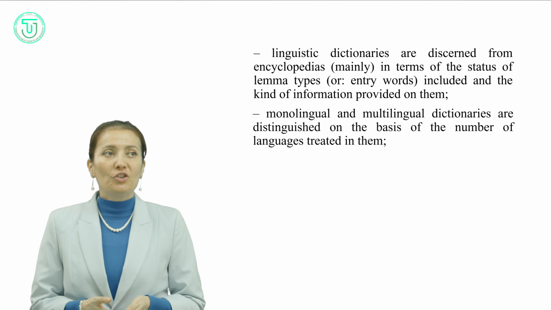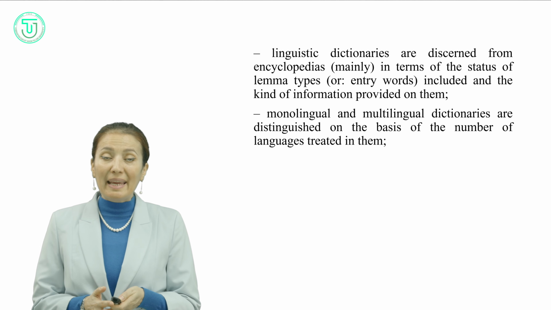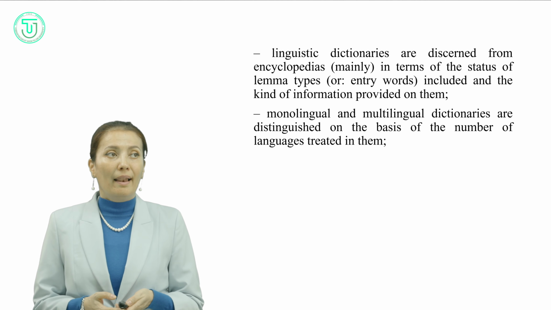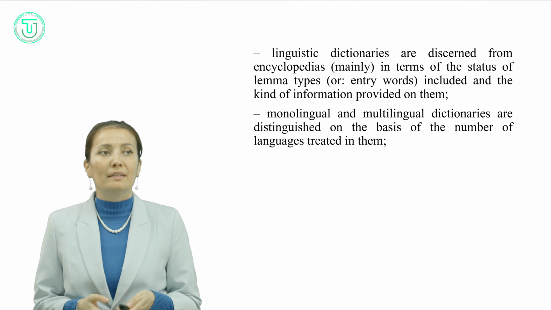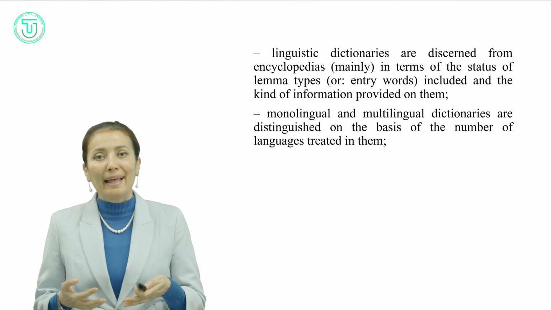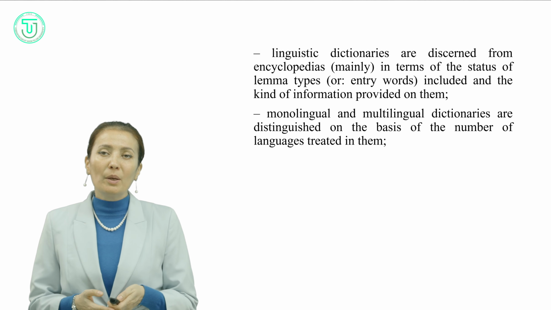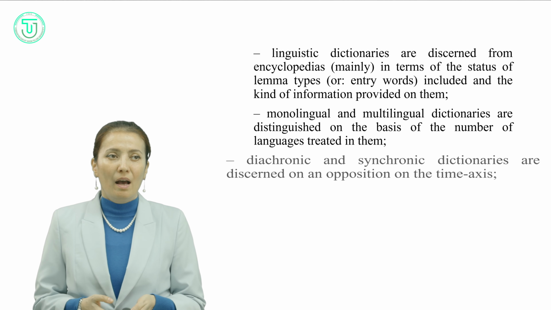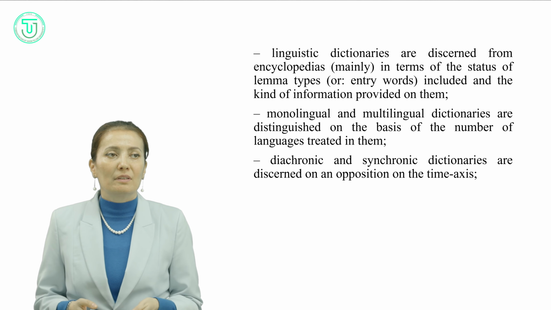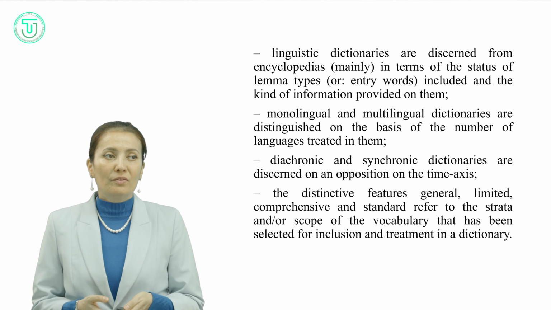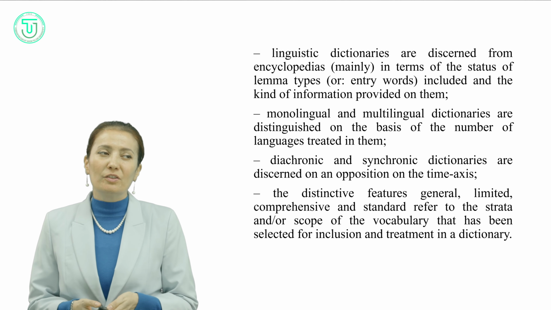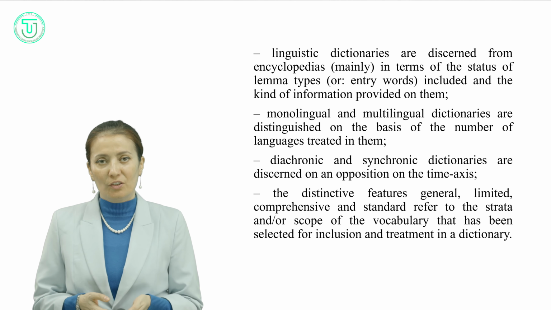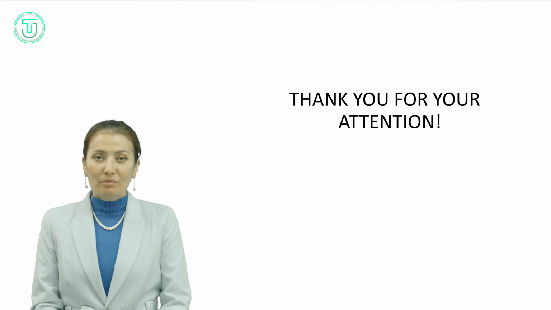Linguistic dictionaries are distinguished from encyclopedias mainly in terms of their status, lemma types, entry words included, and the kind of information which is provided. That is the difference between linguistic dictionaries and encyclopedic ones. Monolingual and multilingual dictionaries are distinguished on the basis of the number of languages treated in them. Diachronic and synchronic dictionaries differ in their position on the time axis, and the distinctive features of general, limited, or comprehensive and standard refer to the strata and scope of the vocabulary that has been selected for inclusion and treatment in a dictionary. So, thank you for your attention.